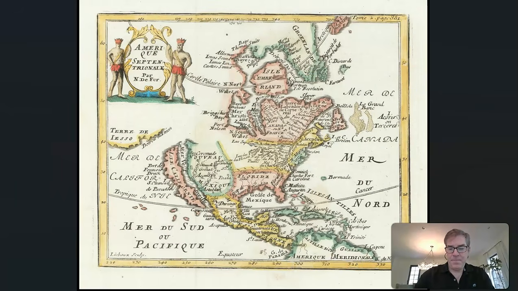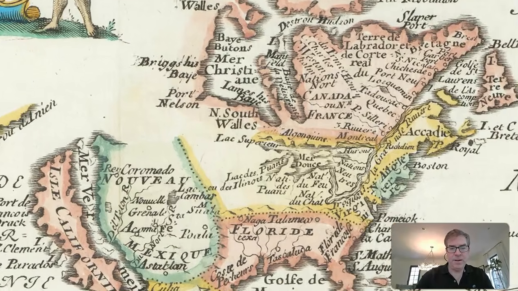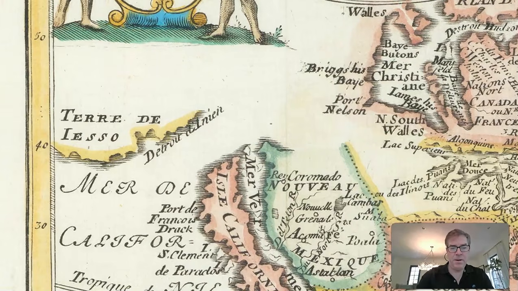Here's another map, and there are so many of these, and they all show the same thing. The land of Jesus, the Strait of Anian, California as an island. Between California and the United States proper, you see the Red Sea, which is very interesting also.